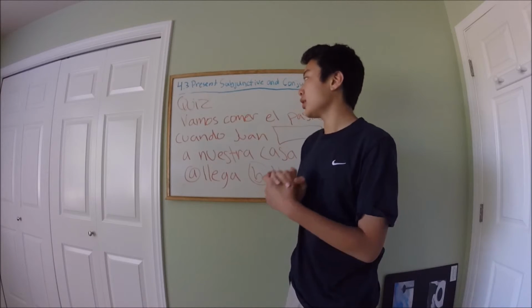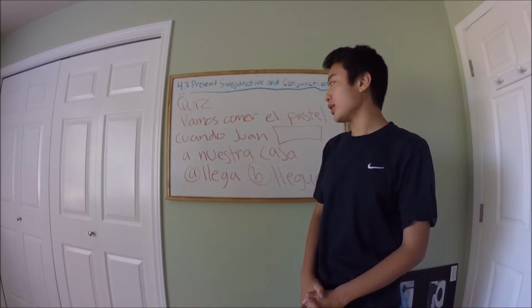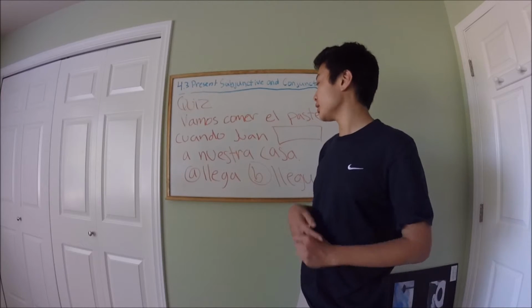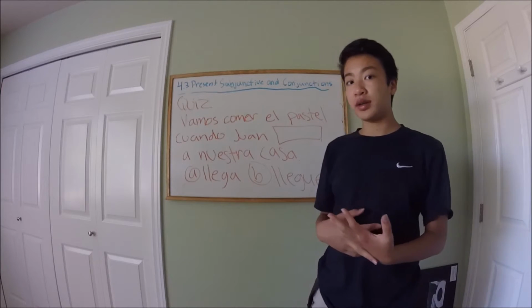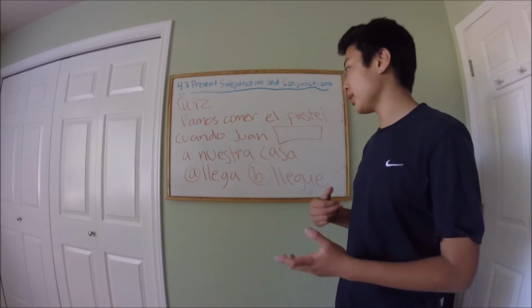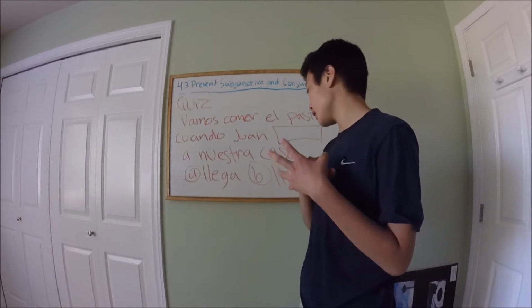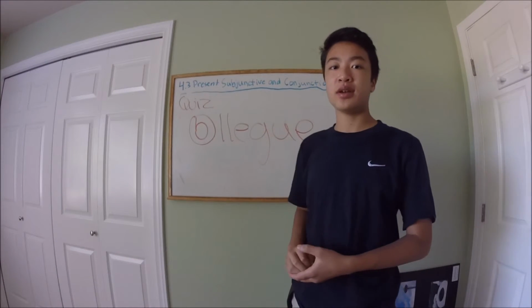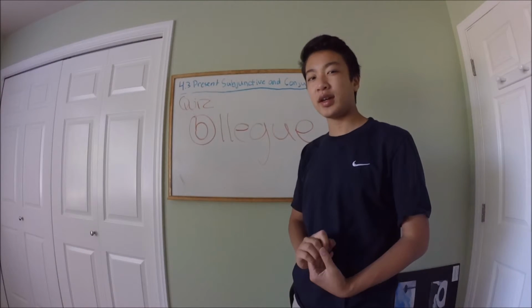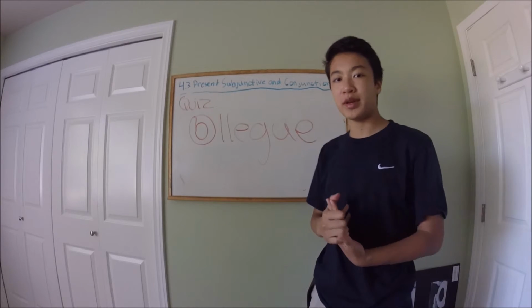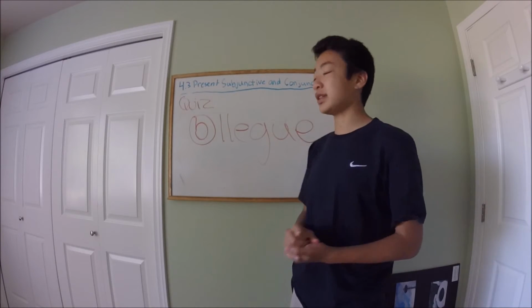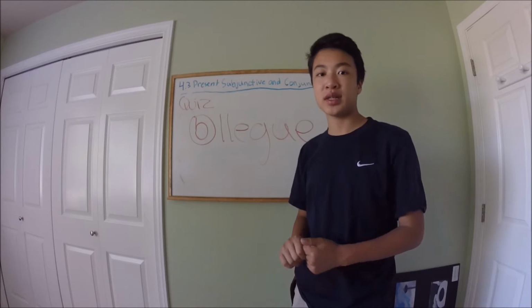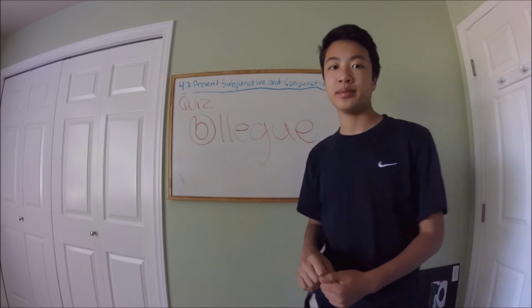Question number 2. Vamos a comer el pastel cuando Juan blank en nuestra casa. So we are going to eat the cake when Juan arrives. What should we put for arrives? A llega or B llegue? If you said B llegue, you are correct because at the very beginning of the sentence it says vamos a comer. That means we are going to eat. That is expressing a future action, so we would be using the subjunctive instead of the indicative.